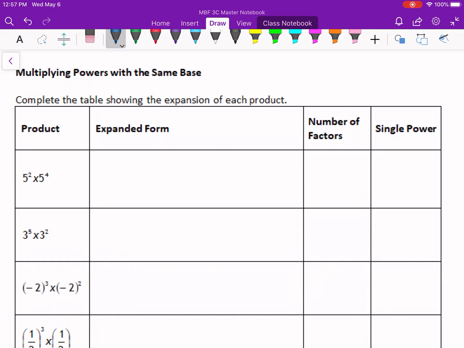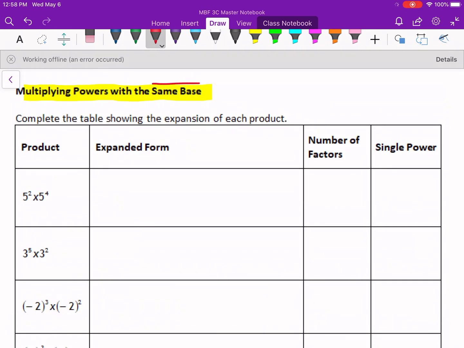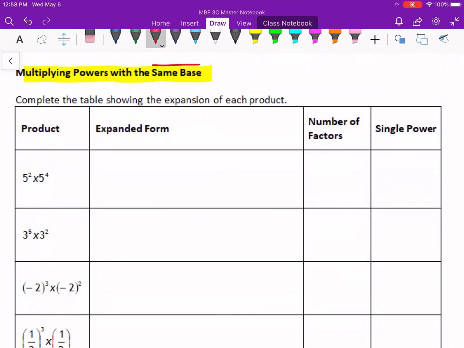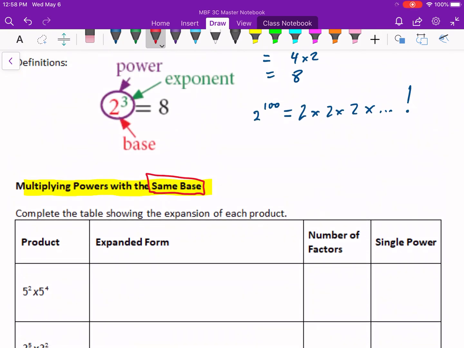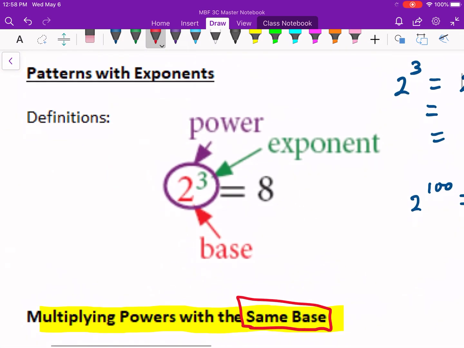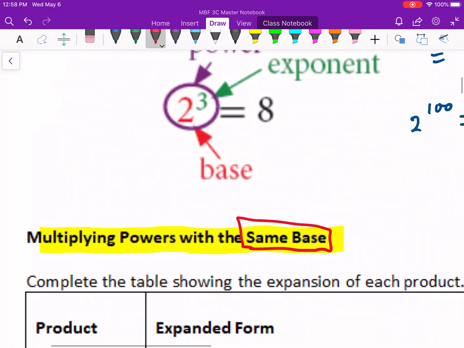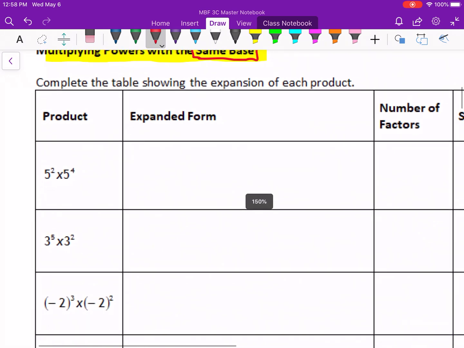So we're going to look at a few rules, a few laws. The first one is if we're multiplying powers with the same base. So we're multiplying and they have the same base. The same base part is really important. They have to have the same base. Base, again, is that big number. It's in red in this diagram. So this will only work if we have the same base. And we'll see why in a second.